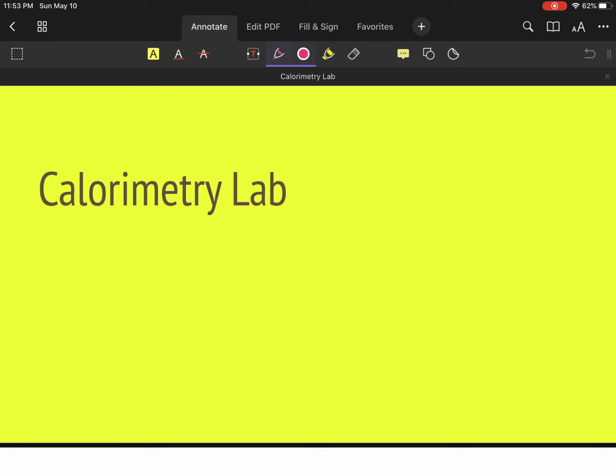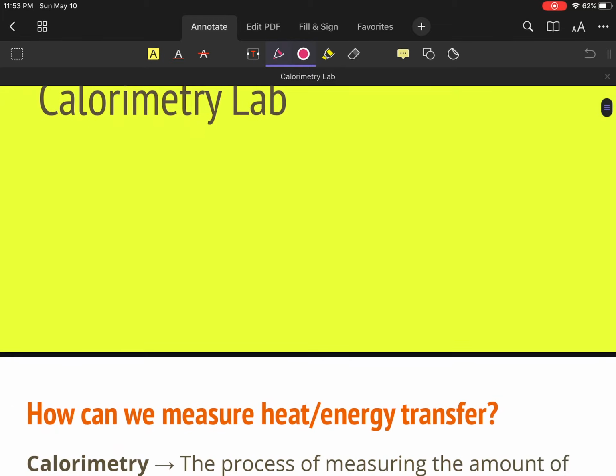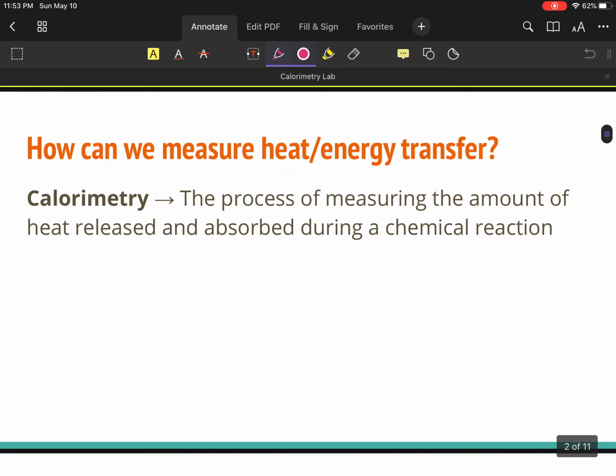We talked about specific heat, how some materials can transfer heat easier than others, like metal can transfer heat easier than plastic. That's why it feels cold, because it's actually pulling that heat from your fingertips easier than the plastic can. So what we're doing today is talking about this term calorimetry.